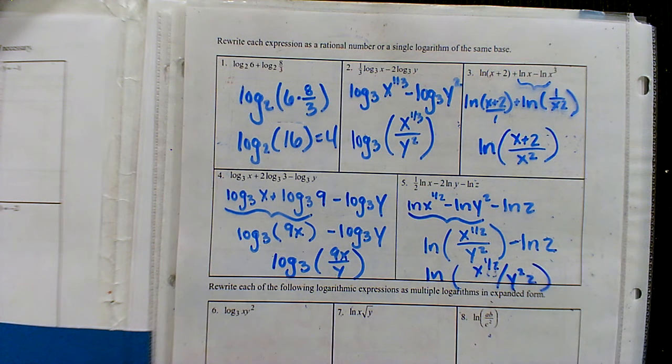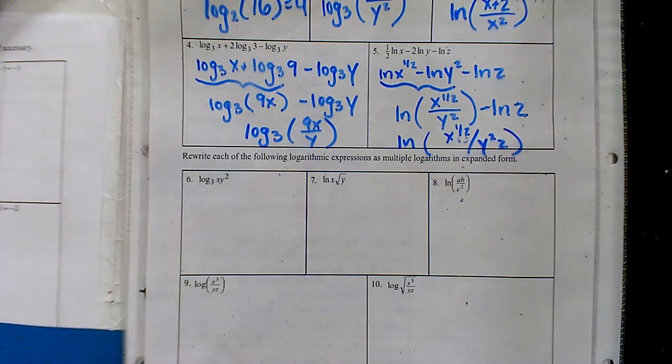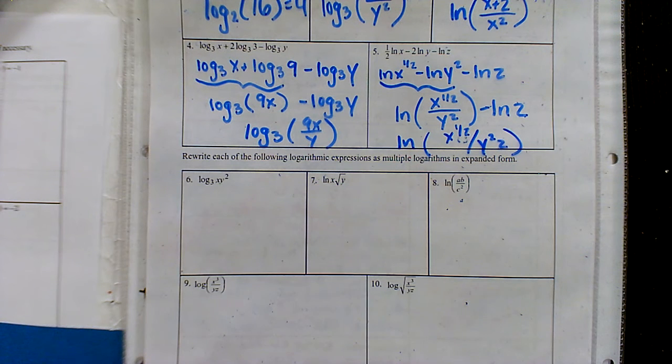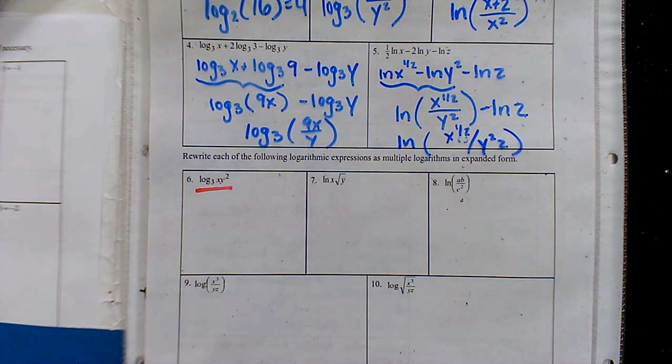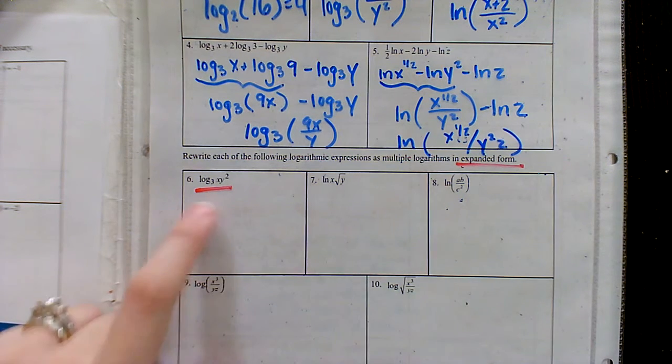All right, we doing okay? Confident with the properties? Ish? We're going to keep using them, okay? This time we're going to do them backwards. In the first 5 examples, we started with multiple logs and condensed it down to 1. Let's go the other way. What if we just start with 1 log? How can we expand it into multiples? Okay, so more practice with these properties.